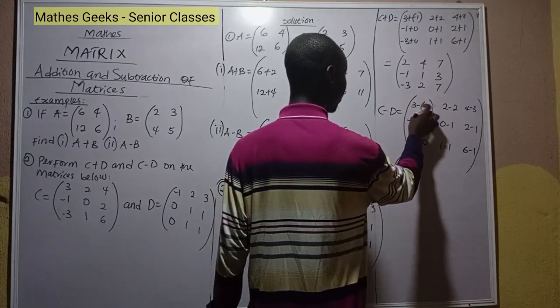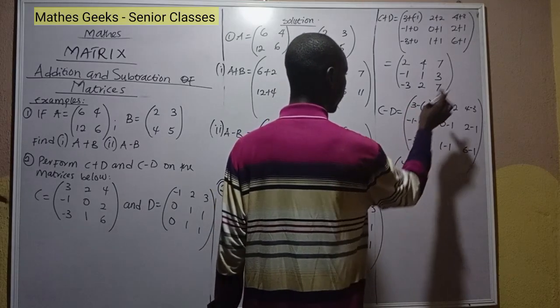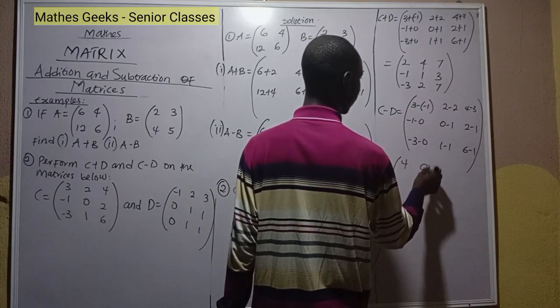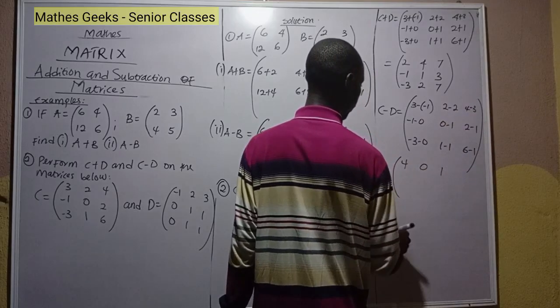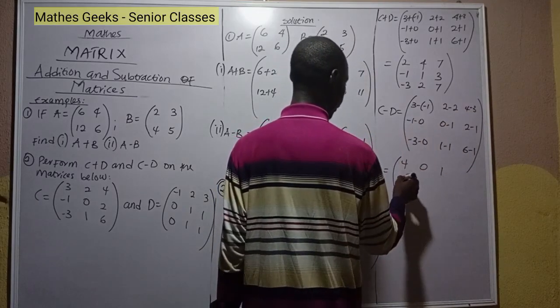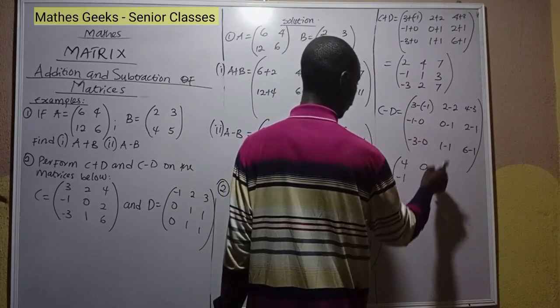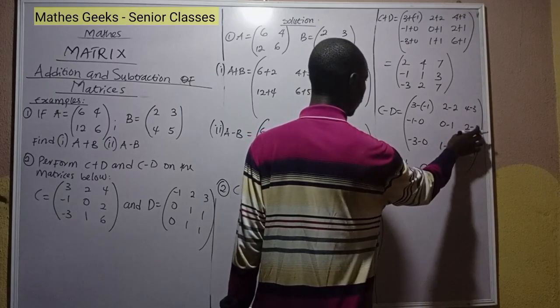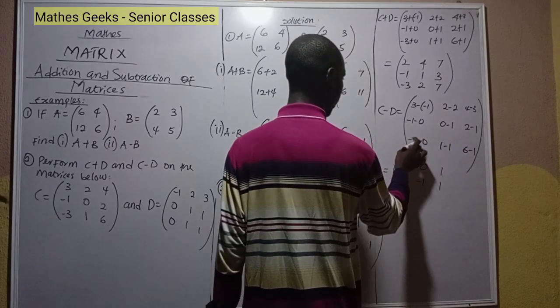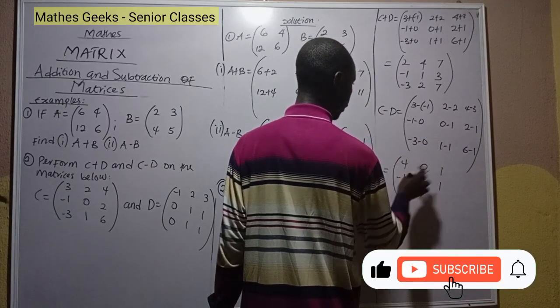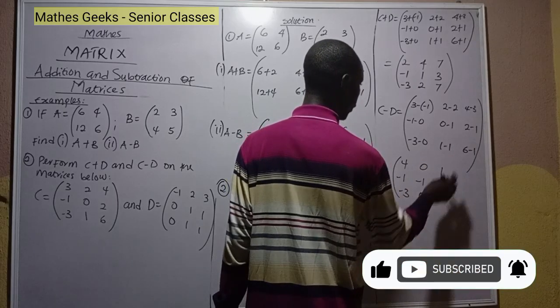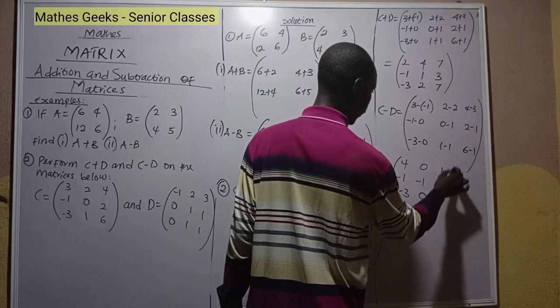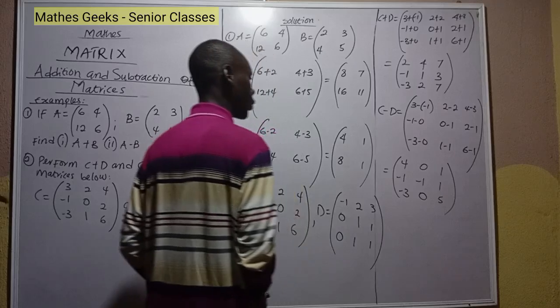So 3 plus 1 will give us 4. 2 minus 2 is 0. 4 minus 3 is 1. Minus 1 minus 0 is minus 1. 0 minus 1 is minus 1. 2 minus 1 is 1. Minus 3 minus 0 is minus 3. 1 minus 1 is 0. 6 minus 1 is 5. That's the subtraction.